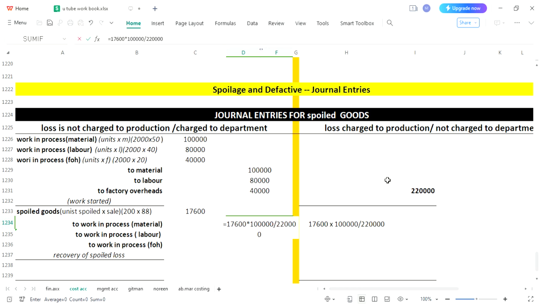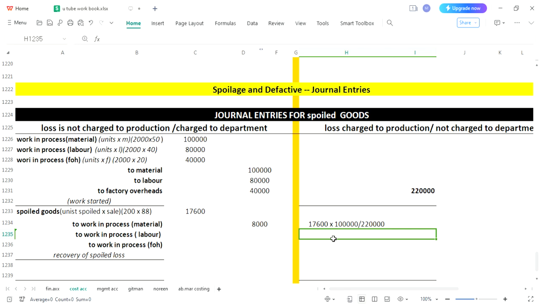I think more than 5-6 times I have repeated. I'm very hopeful that you had understood it. First amount has arrived as 8,000. In the similar way, you will calculate second amount. Second amount is associated with labor, so we will connect it with labor.